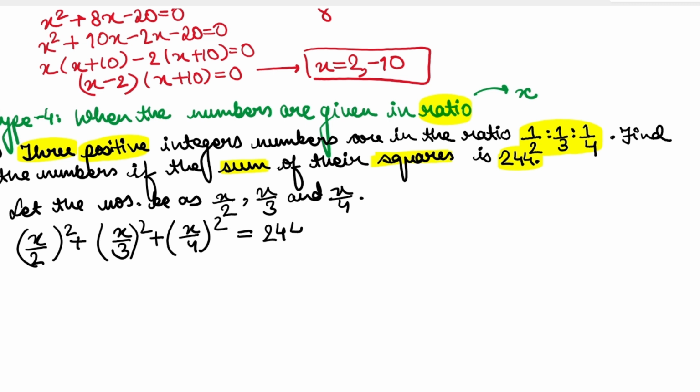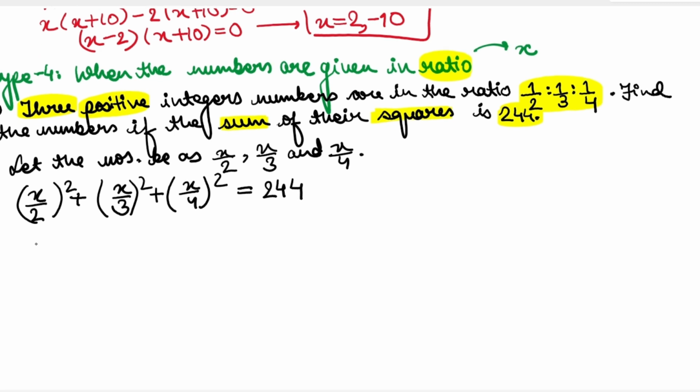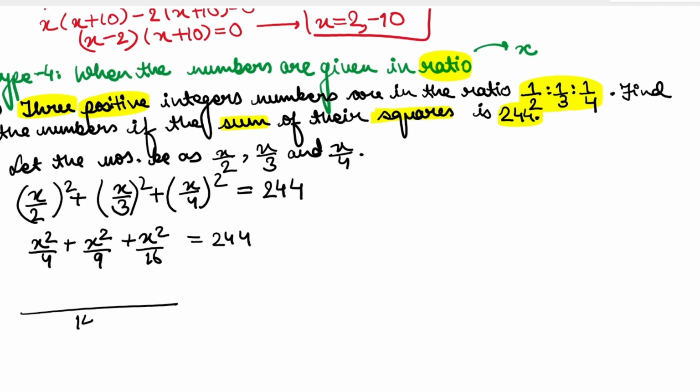So now it becomes x square by 4 plus x square by 9 plus x square by 16 is equal to 244. Correct. So now the LCM will be 144. So now 144 means what? 4 3s are 12. And then 4 6s are 24. Plus 16x square plus 9x square is equal to 244.